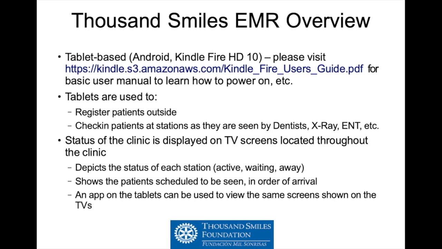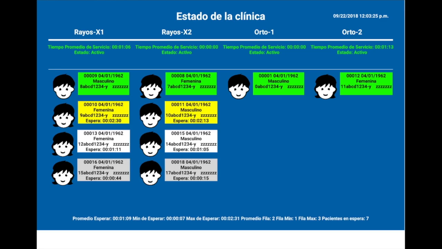located throughout the clinic. These monitors depict the status of each station, whether they're active, waiting, or away. They show the patients that are scheduled to be seen in the order of their arrival. And the monitors are basically available on the tablets as an application which can be used to view the same information. This is an example of the monitor application as seen on the TV.